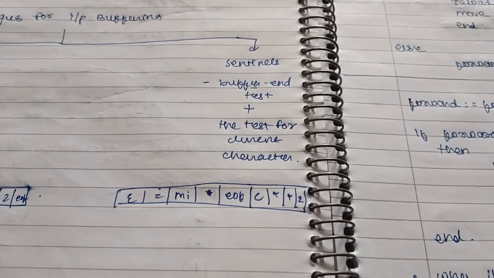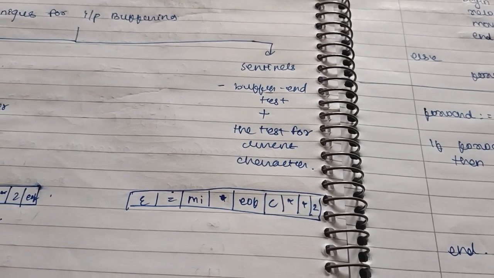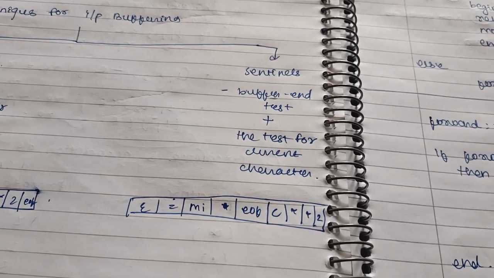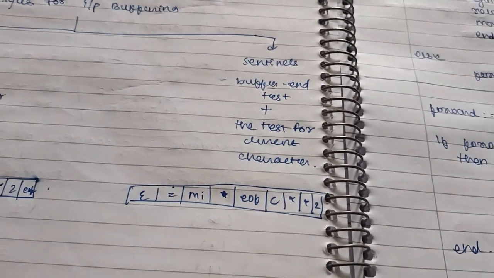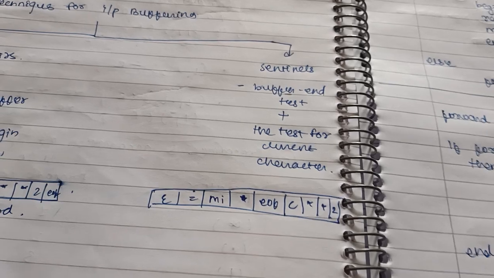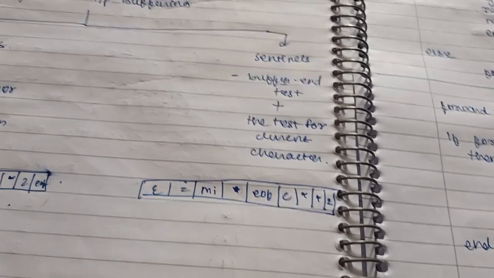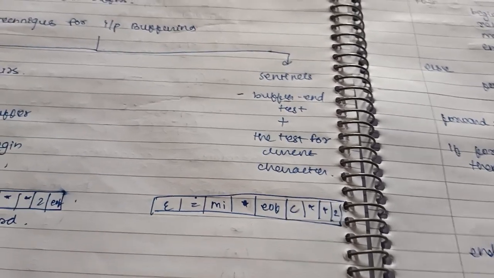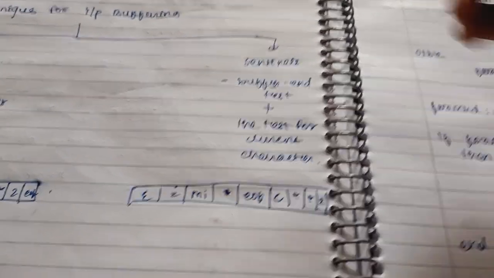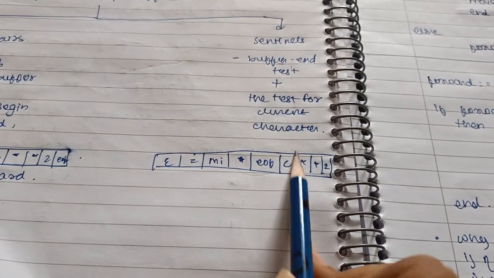Then the next technique of input buffering is sentinels. See, in buffer pairs, we have to check each time we move the forward pointer that we have not moved off one of the buffers. Therefore it takes two tests: one for checking the current character and one for the buffer end test. So in the second technique we combine the buffer end test and the test for the current character. So here we introduce this EOF.